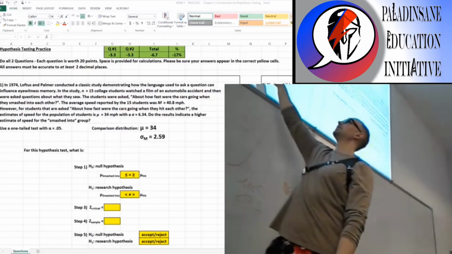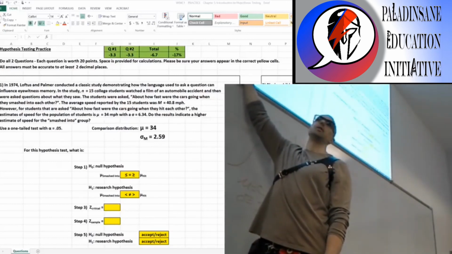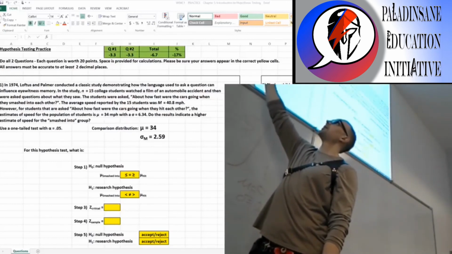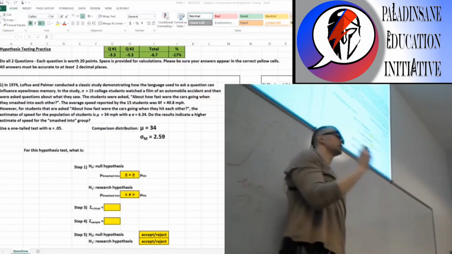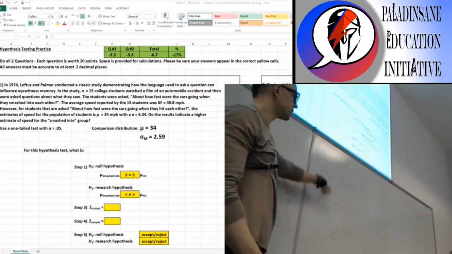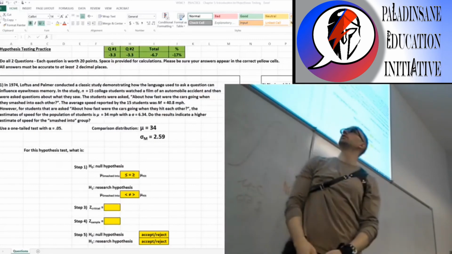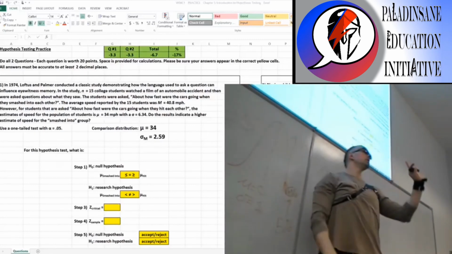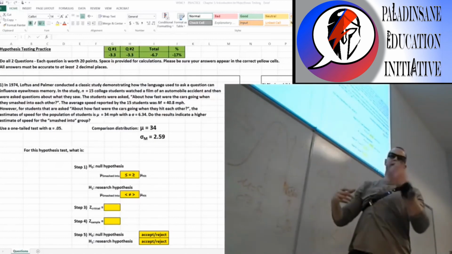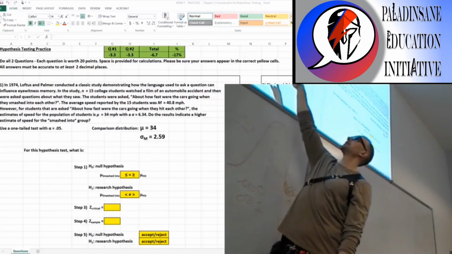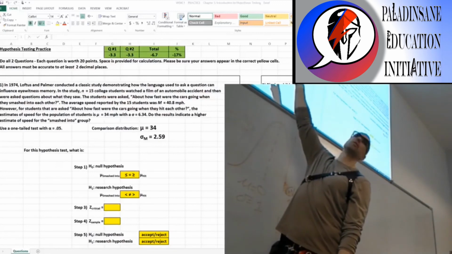Then you're going to need to fill in the rest of the information: the null hypothesis and the research hypothesis. Delete the symbols so that the symbols remaining are the ones that cover all three situations. Step 2 is given to you. The comparison distribution is given right there. I can't use the laser pointer because Excel freaks out.